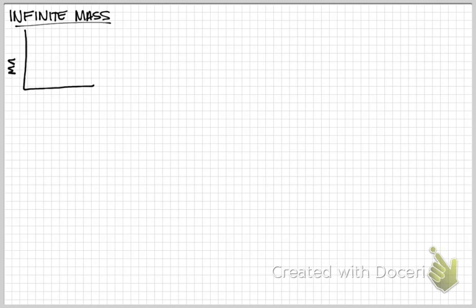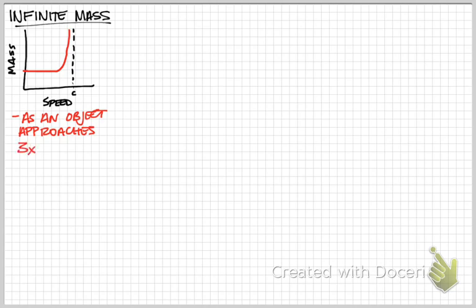Put mass over here. Speed here. And this little border I'm going to call c, or the speed of light. And so the mass of my object is going to stay pretty much the same until we start getting close to the speed of light. And what Einstein said is as an object approaches 3 times 10 to the 8th meters per second in velocity, the mass becomes infinite.